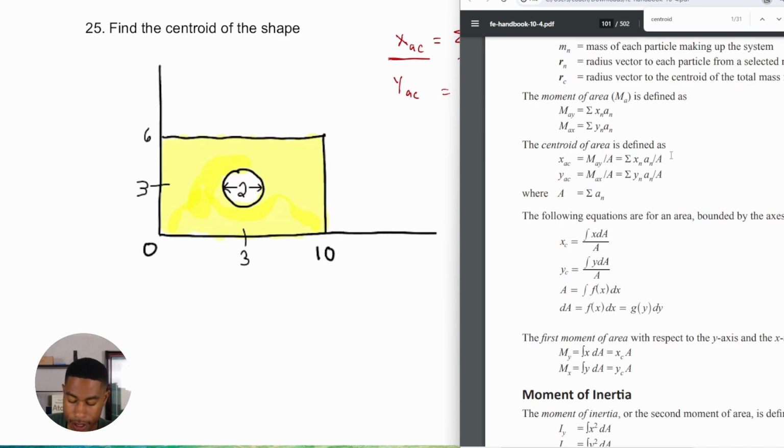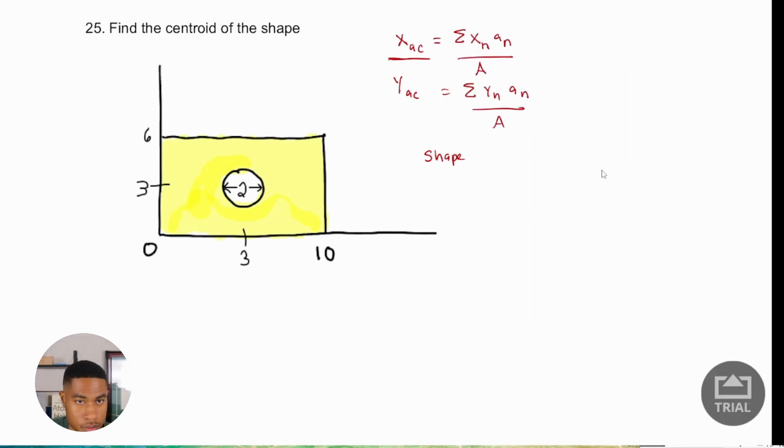But first we need to find what are our shapes. So I'm going to say that we got shape 1 is the rectangle, and then shape 2 is equal to the circle. And what we'll do is we'll subtract shape 1 from shape 2. We'll be able to get all the values that we need. All right. So let's find our x coordinate.